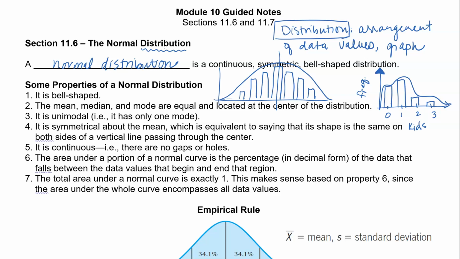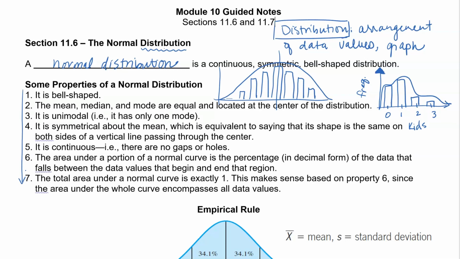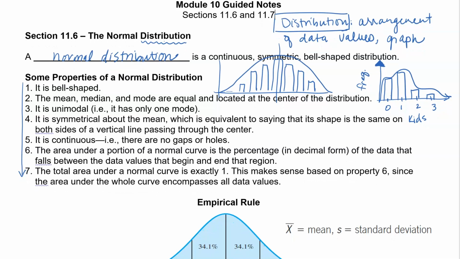There are many properties of a normal distribution, and there are 7 listed here. We're going to come back to some of these as we go through the problems. One thing I want to note first is number 2, which says the mean, median, and mode are all equal and they're located in the center. So the very center of this normal curve is where the mean, median, and mode are.